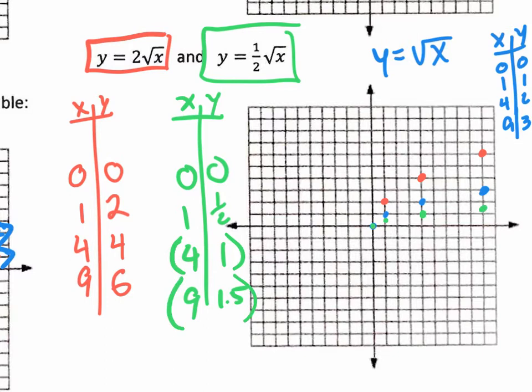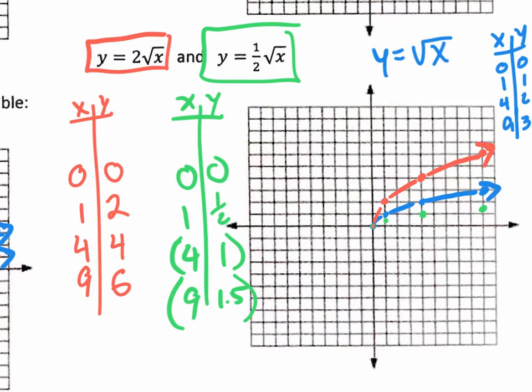So again, the blue one that starts at 0, 0, that's your parent graph. That's the one that has the A value of 1. What happens when I change it to the A value of 2? That's what we call a vertical stretch. Same beginning point, but it's getting vertically stretched.